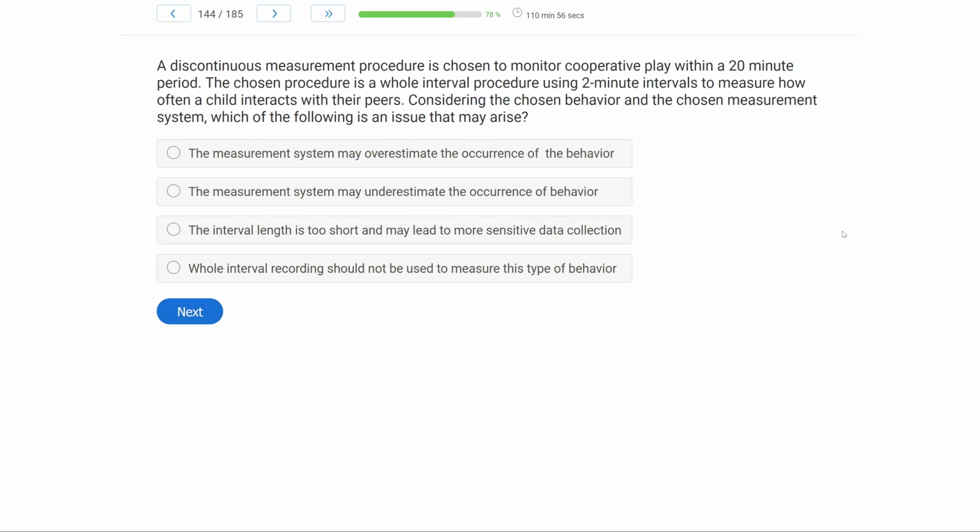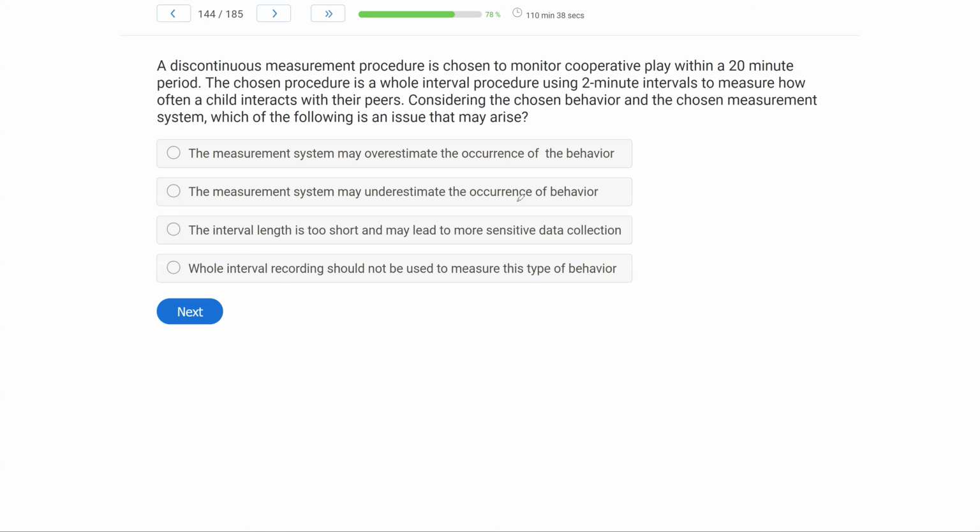A discontinuous measurement procedure is chosen to monitor cooperative play within a 20-minute period. The chosen procedure is a whole interval procedure using 2-minute intervals to measure how often a child interacts with their peers. Considering the chosen behavior and the chosen measurement system, which of the following is an issue that may arise?